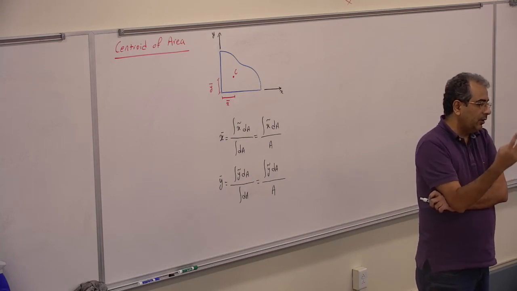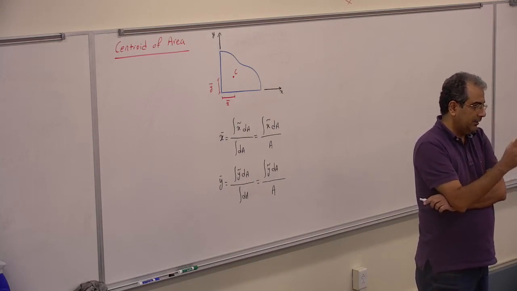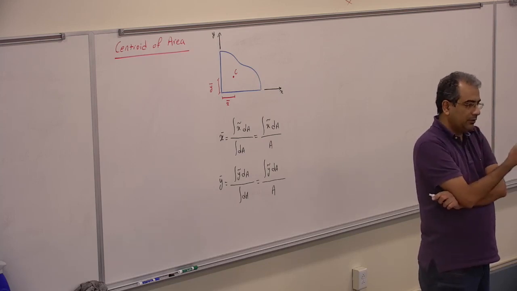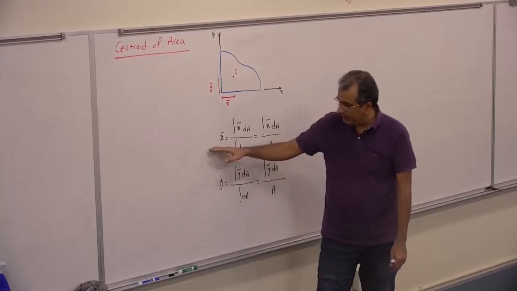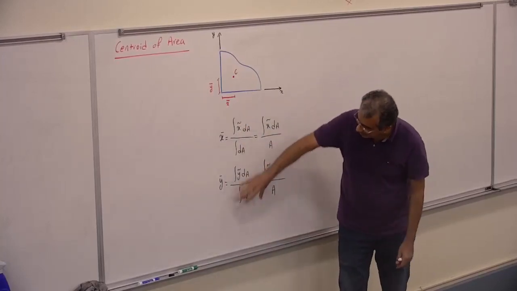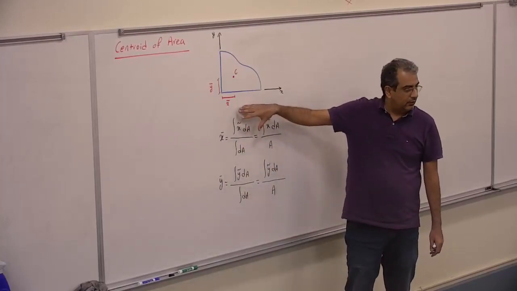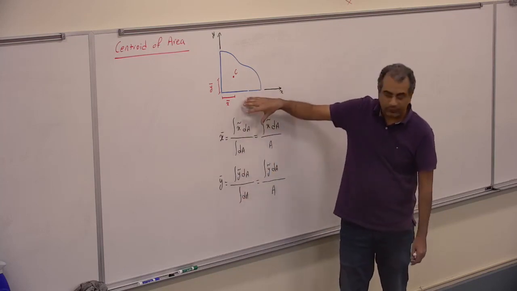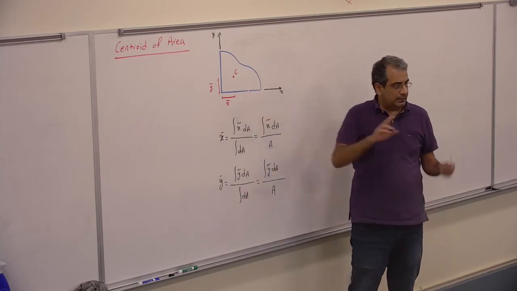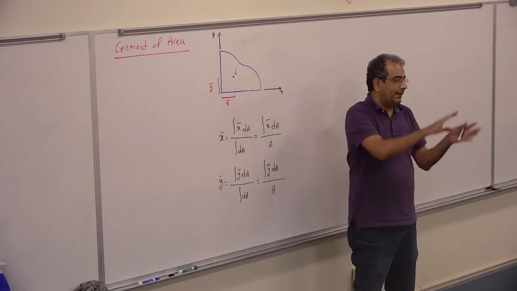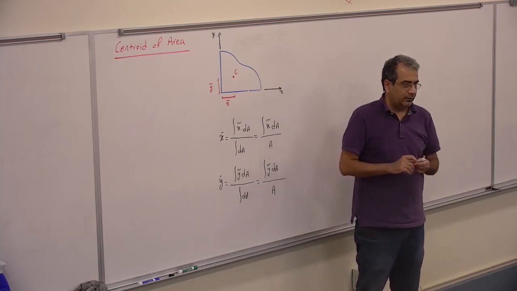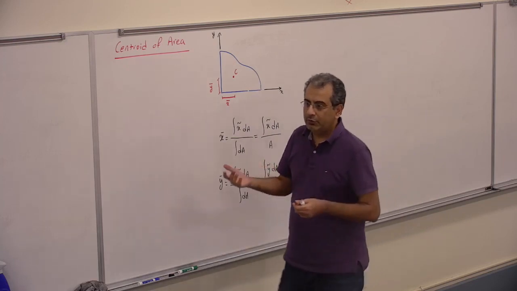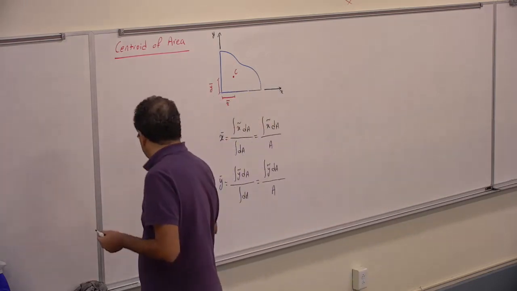Either we are going to write all the equations as a function of x, regardless what we're calculating for, or we write everything as a function of y. There's two approaches. Either everything as a function of x, or everything as a function of y. So I'm going to first show you how we're going to write everything as a function of x.